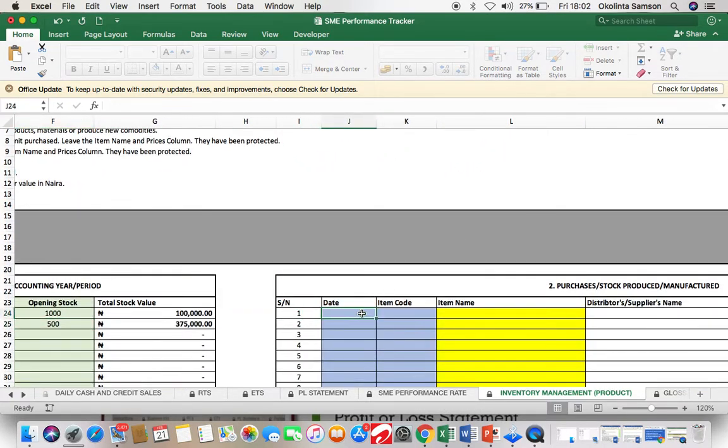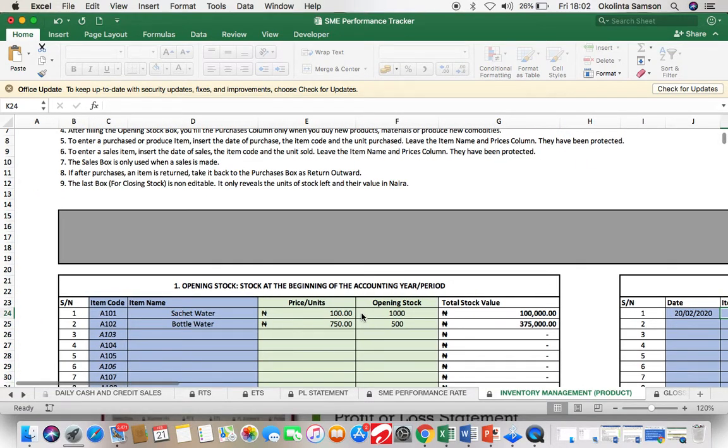So let's say we wrote to our manufacturer that we need more. Let's say we asked them for more bottled water. So let's say on the 20th of February, this is an example, we told them that we needed more bottled water because we had just 500. So we told them that they should supply 500 quantities more.